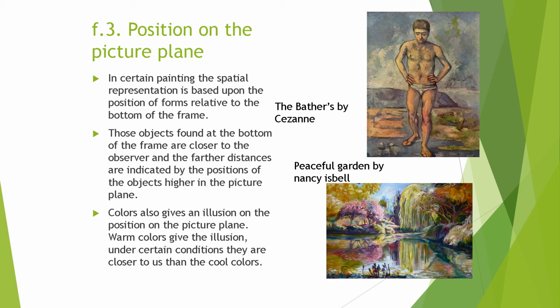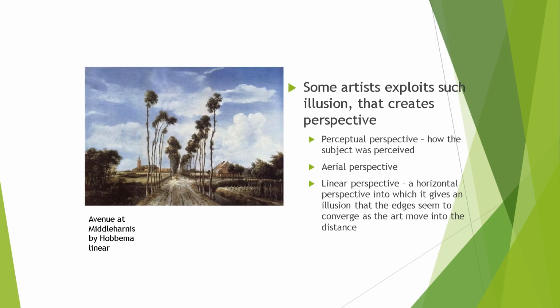Okay, yung mga tree sa likod gives us the illusion na mas malayo sila kumpara dito sa mga orchids na nasa lower part of the picture. But the thing is, lahat yan is nasa two-dimensionality na gumagamit lang ng illusion to give us three-dimensionality. Okay, some artists exploit such illusion that creates perspective. So marami tayong uri ng perspective.